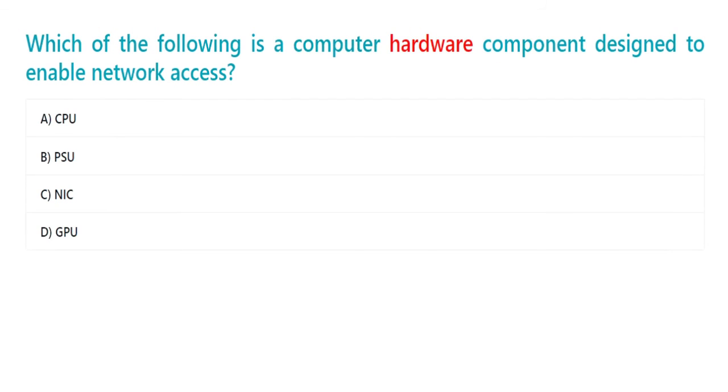Which of the following is a computer hardware component designed to enable network access? A. CPU. B. PSU. C. NIC. D. GPU.